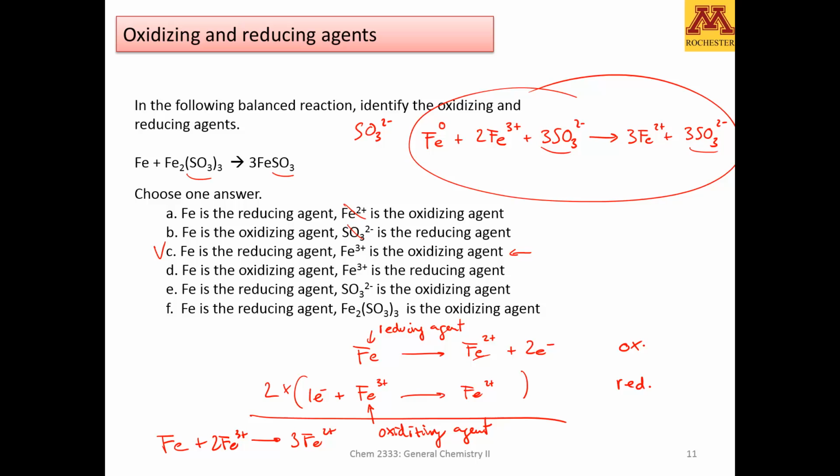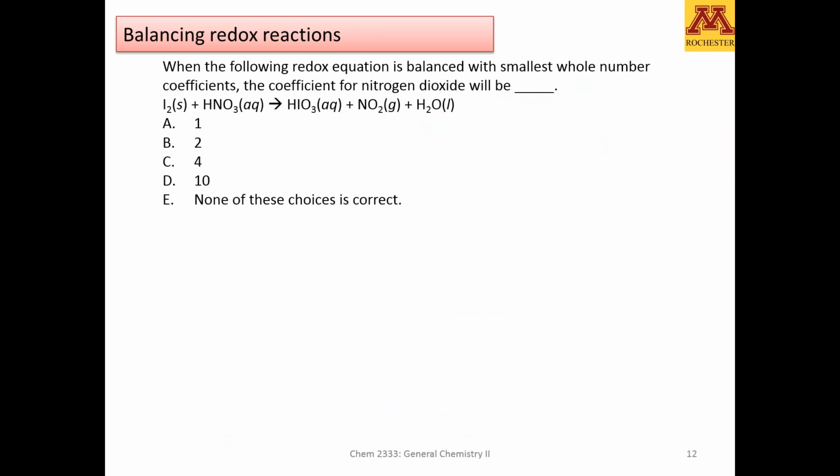Okay, so let's keep practicing. This is only achieved through practice. So in this case, we are being asked, when we balance this redox reaction, what is the coefficient for nitrogen dioxide? In other words, this guy here.